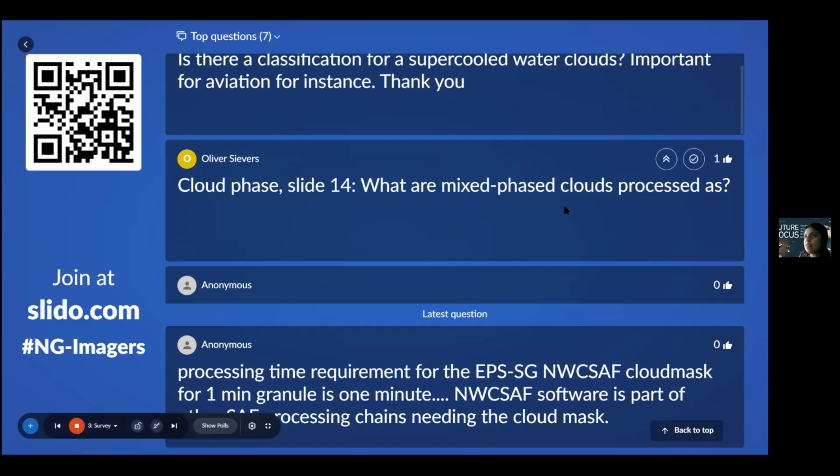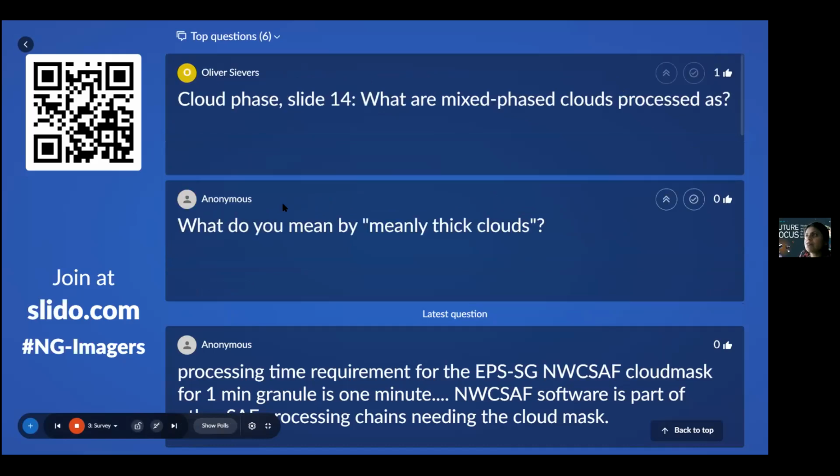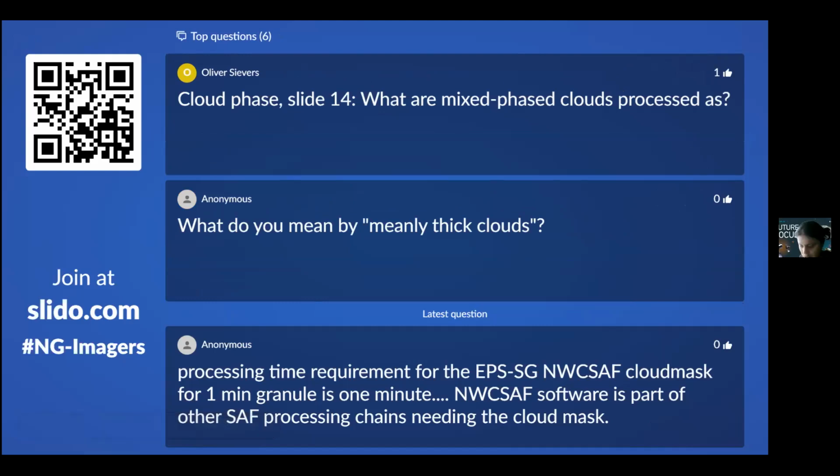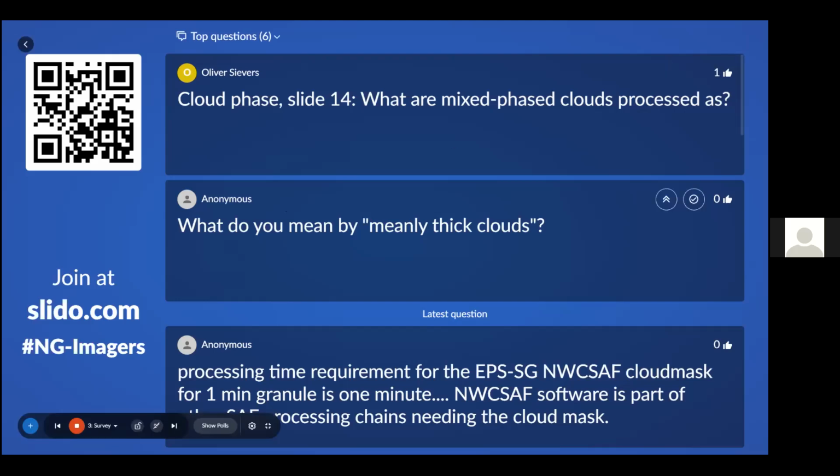There's a question from Olivier Sievers. Cloud phase, slide 14. What are mixed phase clouds processed as? I think this is for Hans-Joachim, right? Yes, in the current scheme, there is no mixed phase cloud phase. We either declare it as a water or as an ice phase cloud, or as unknown if you can't really put it in the bin, water or ice cloud.